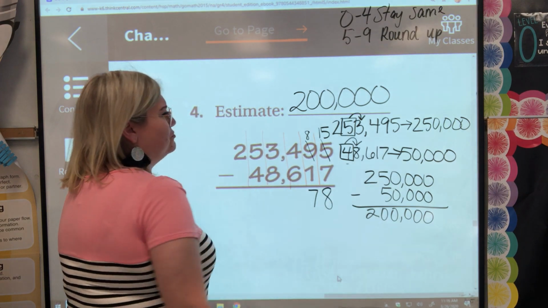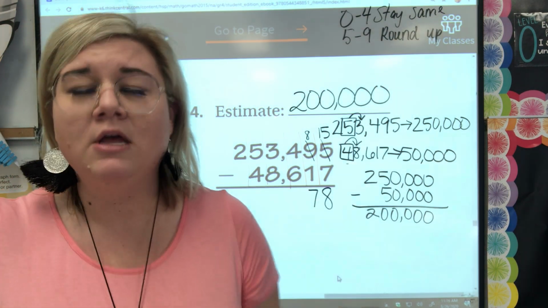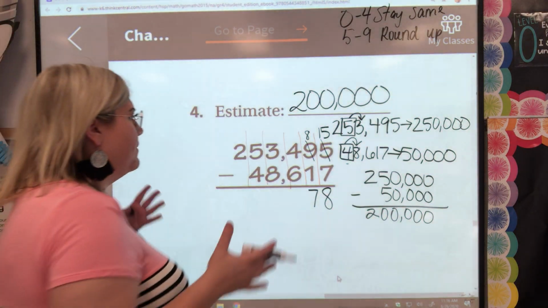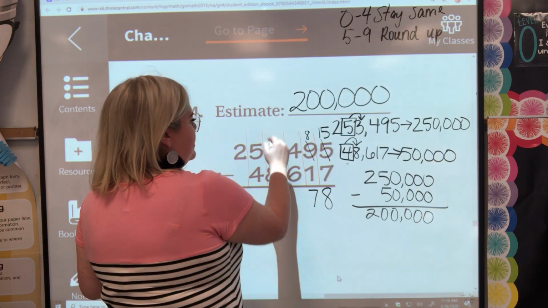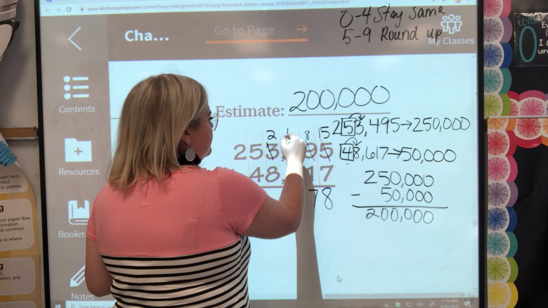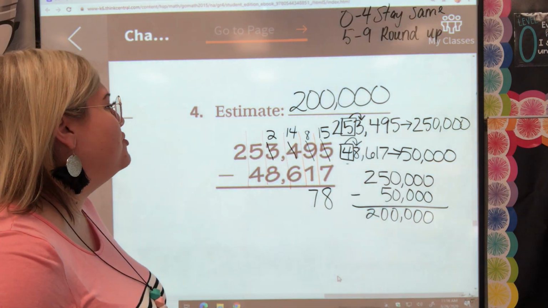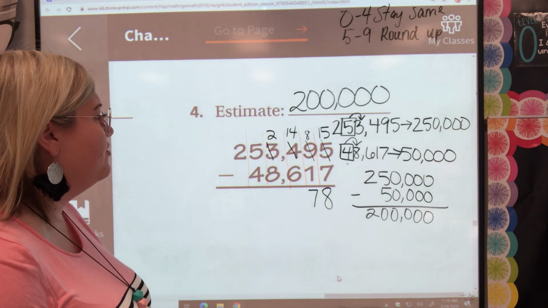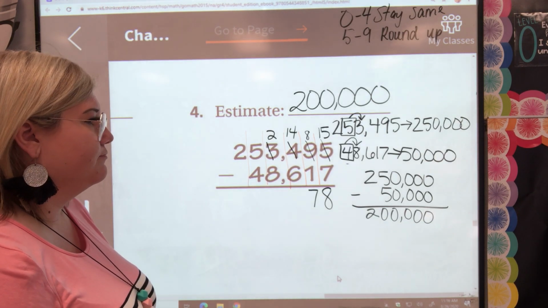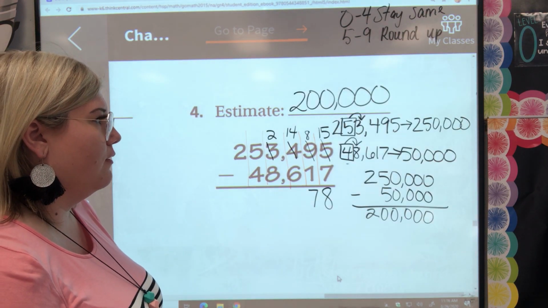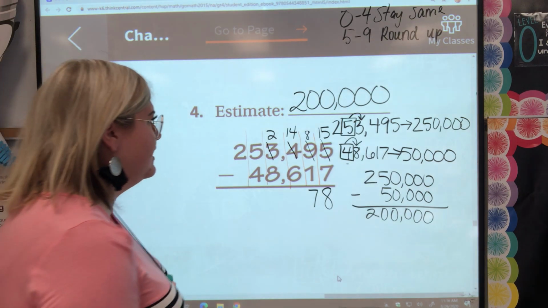4 minus 6, do not say 2. We have to borrow from our neighbor. Borrowing from that 3, it becomes a 2. The 4 becomes a 14. 14 minus 6. Try this in your head. I know you can do it. Try it in your head. Did you get 8? I hope you did.